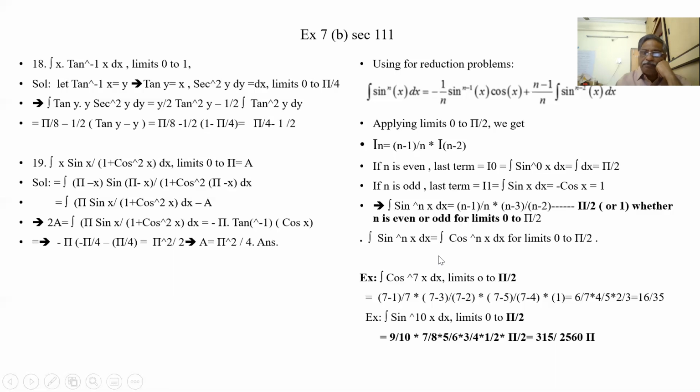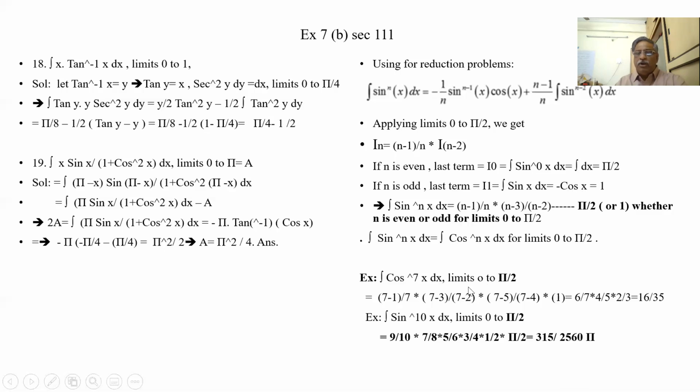Suppose the integral of cos to the power of 7x is given. 7 is odd, so 7 minus 1 by 7, that is 6 by 7, into 5 by 4 by 5, then 4 by 7 minus 3, 7 minus 5, 2 by 3. So ultimately we got 2 by 3. 2 by 3 means I am getting the integral of cos x, and the integral of sin x is left out. The integration is cos x, that is 1.